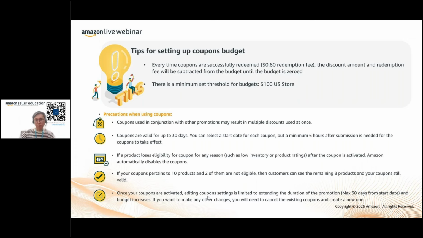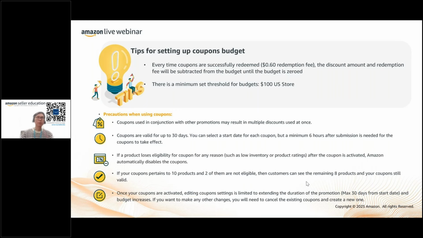Some things to note, right? Do try not to run different promotions that stack up together, like using coupons and other promotions. You might overlook it and actually give out more promotions than you intended to, which may not be ideal. Do take note of these.